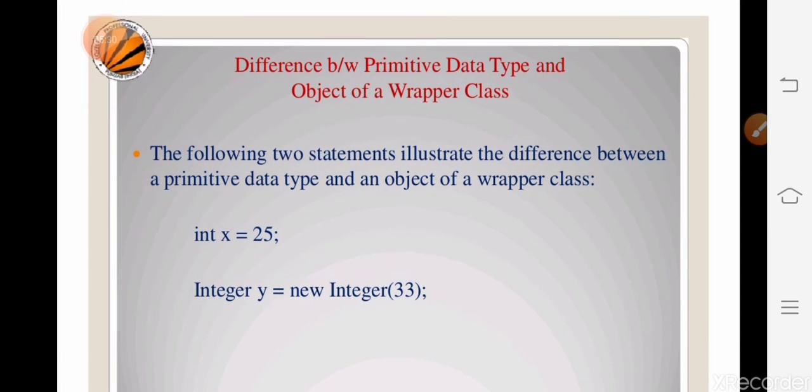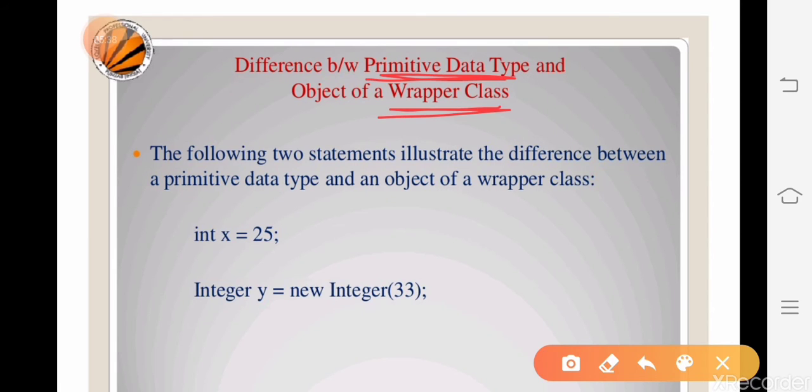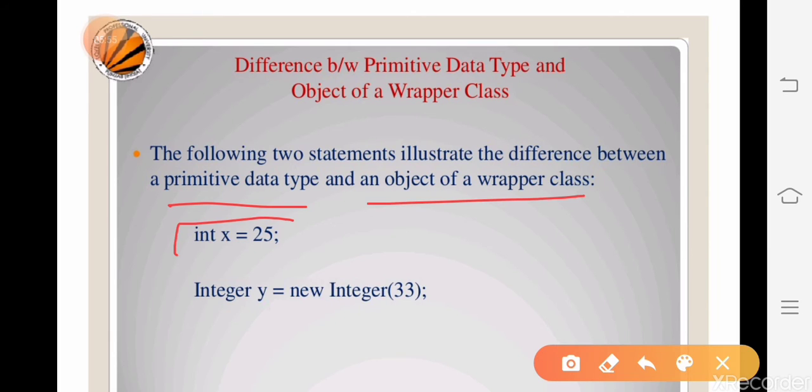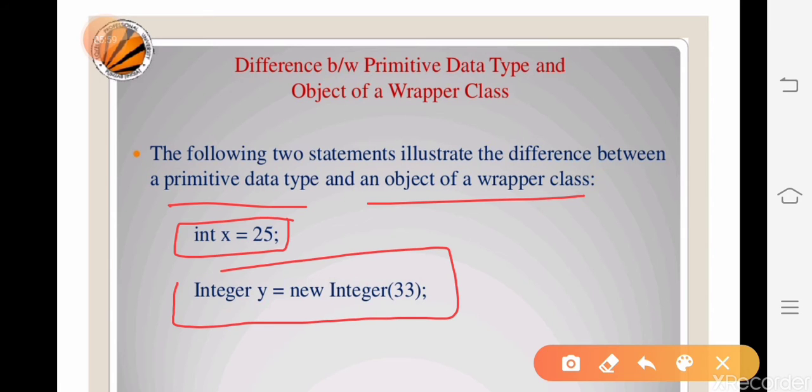Difference between primitive data type and object of a wrapper class. So look at here, what is the difference between a primitive type and an object of a wrapper class, because we are saying wrapper classes are mainly used to convert primitive type into object type, so we should know what is the difference between primitive type and its object type. So here it is, the following two statements illustrate the difference between a primitive and an object type. If we are writing int x is equal to 25 and here we are writing Integer y is equal to new Integer(33). Now what does this mean?